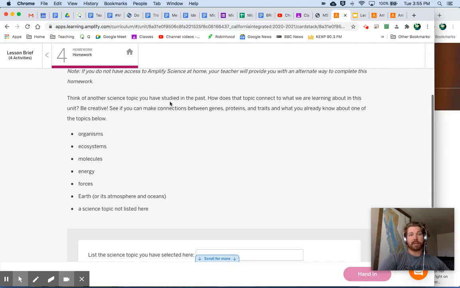Think of another science topic you've studied in the past. How does that topic connect to what we are learning about in this unit? Be creative. Please be creative. See if you can make connections between genes, proteins, and traits and what you already know about one of the topics below. Hey, you can use one of these topics or you can choose something else. How can you relate this to microbiomes? How can you relate this to metabolism? We've learned about those this year. Or what about any of these things?